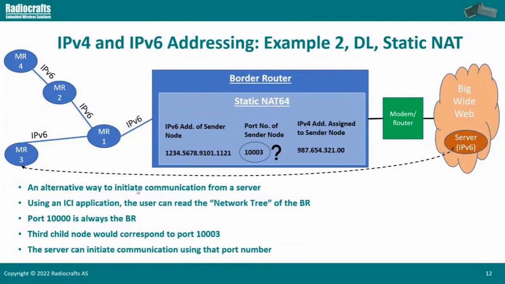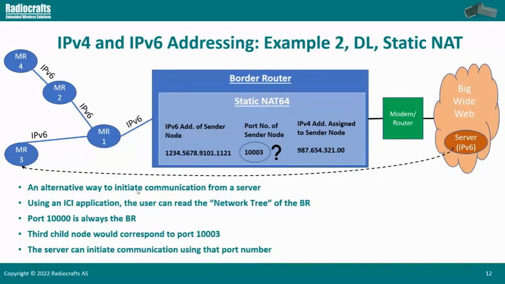So now you actually know from the beginning what the port numbers are. So this actually solves the problem of the dynamic NAT, in which we didn't know what port number the node has until it communicates first. But now, using static NAT, we know the port number even before the child node initiates communication, which is why it's called static, because they're kind of fixed numbers.